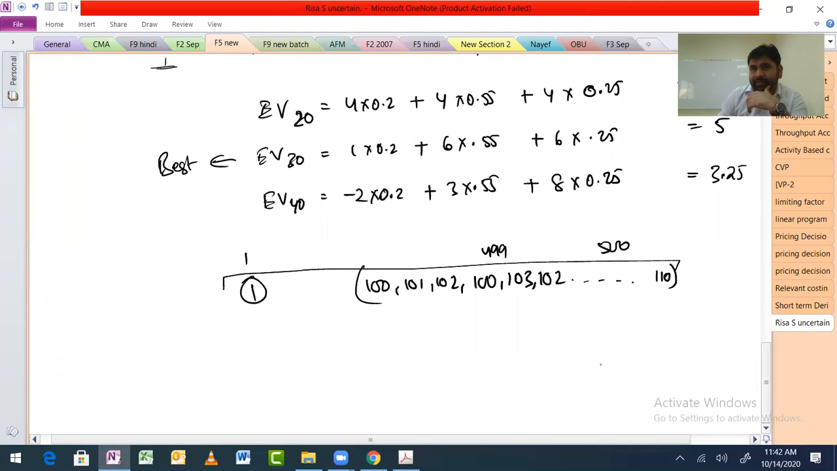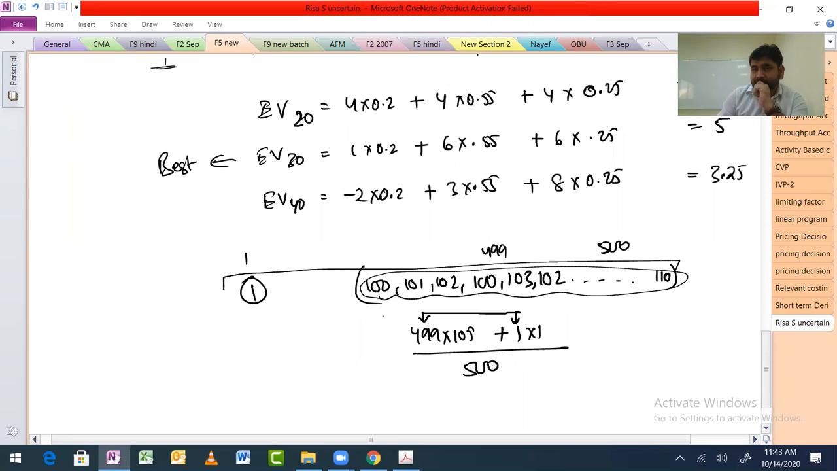Because now you will add 499 numbers which are on an average, let's say, 105, and then you will add 1, because one number is 1, so 1 into 1. This is your 500 numbers. Then you will divide by 500. So your answer will be far away from this, and it will be somewhere in between these numbers. The point is, an extreme number loses its value when you take too many numbers and do an average. But this exists, right?